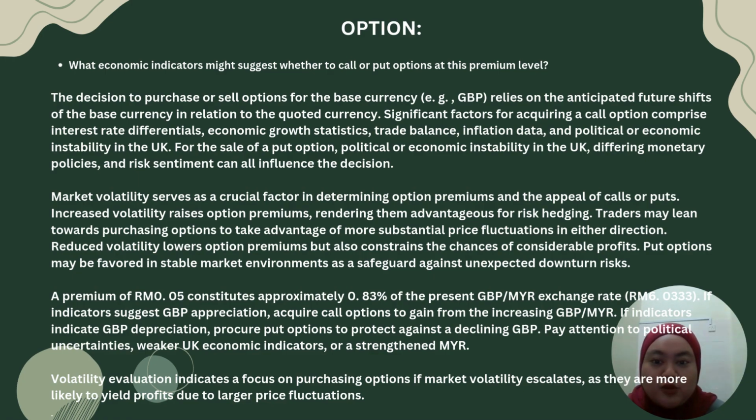volatility serves as a crucial factor in determining option premiums and the appeal of calls or puts. Increased volatility raises option premiums, rendering them advantageous for risk hedging. Traders may lean towards purchasing options to take advantage of more substantial price fluctuations in either direction. Reduced volatility lowers option premiums but also constrains the chance of considerable profit. Put options may be favored in a stable market environment as a safeguard against the perceived downturn risk.